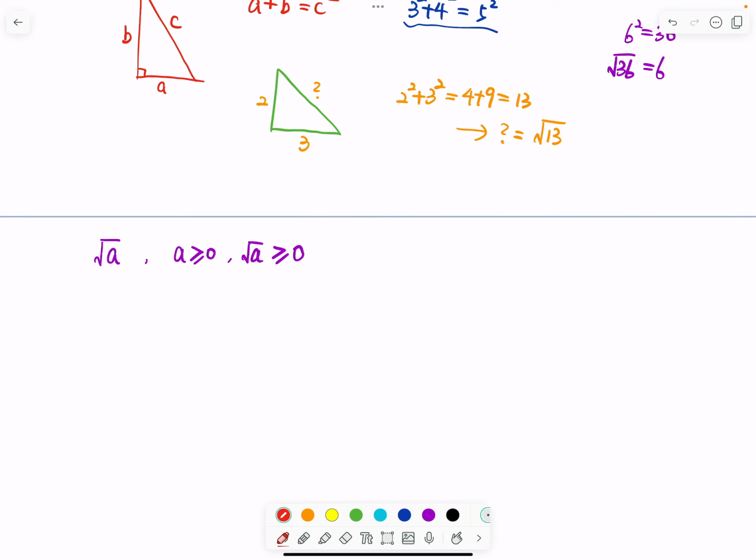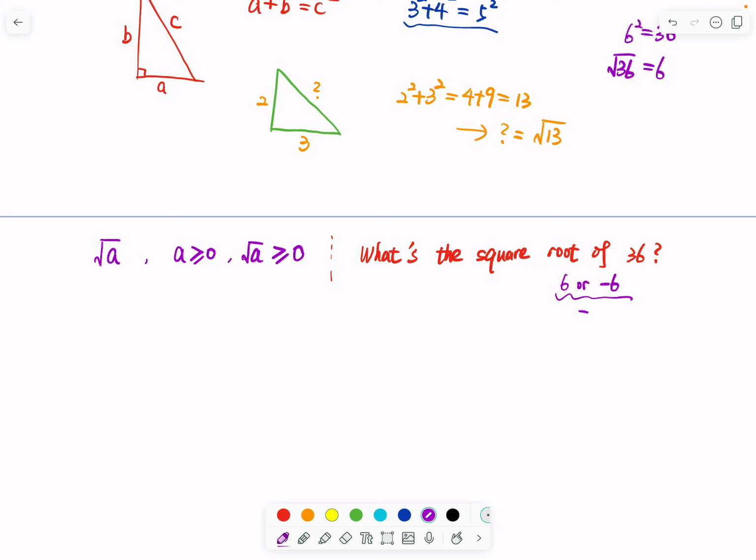But once you see a root, you should know that in primary school and secondary school, the result must be a non-negative number. What else? But if I'm asking what is the square root of, for example, 36? That means this number times itself becomes 36. Then actually we have two answers. One is positive 6 and the other is negative 6. Or you can just write it as positive or negative 6. It's like that. Right?